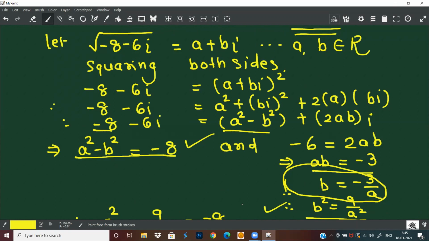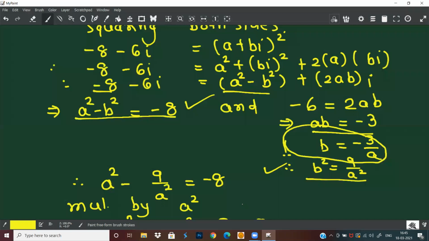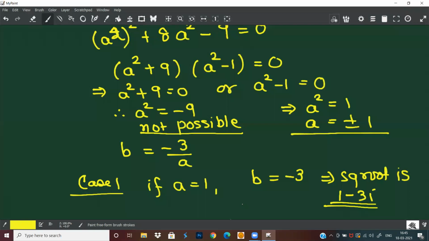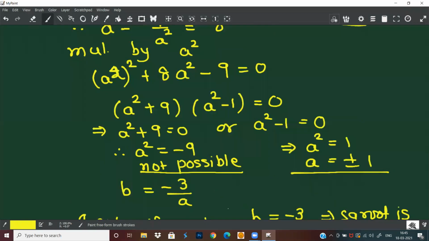Both negative. The product should be negative, right? How can you take both negative? What does this indicate? Just tell me, what does this indicate? b is minus 3 upon a. When the product of the two numbers is negative, one of them is positive and the other is negative, right?